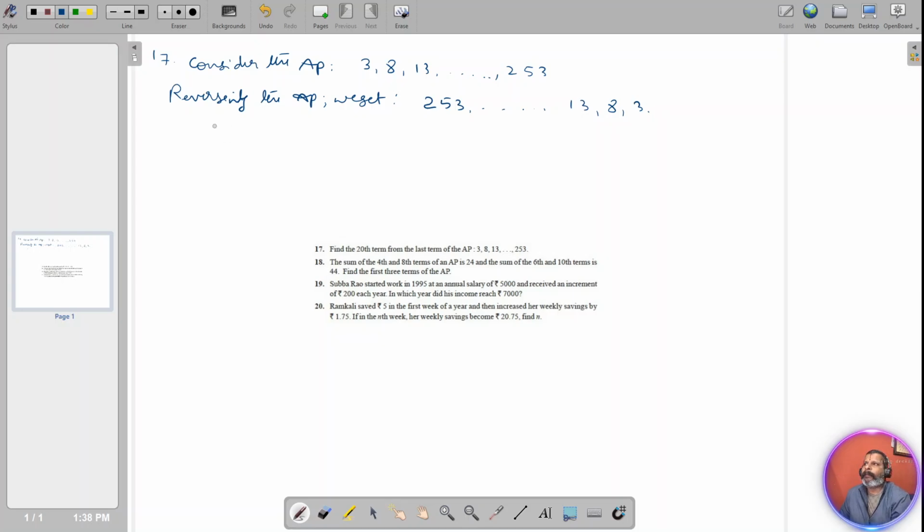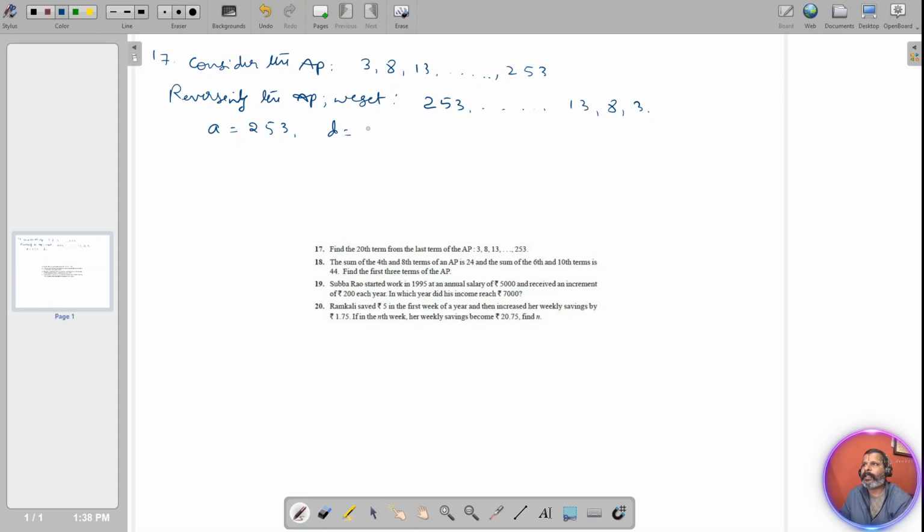Now a will be 253, the first term in the AP. Remember, you have to take the first term from the reversed AP. What will be d? d will be a2 minus a1, right? a2 we don't have now after 253, but don't worry. d will remain constant throughout the given AP. Remember this point. Common difference will remain constant throughout the AP. So don't just do a2 minus a1. It can be a10 minus a9, a15 minus a14, or the last one minus the one before that.